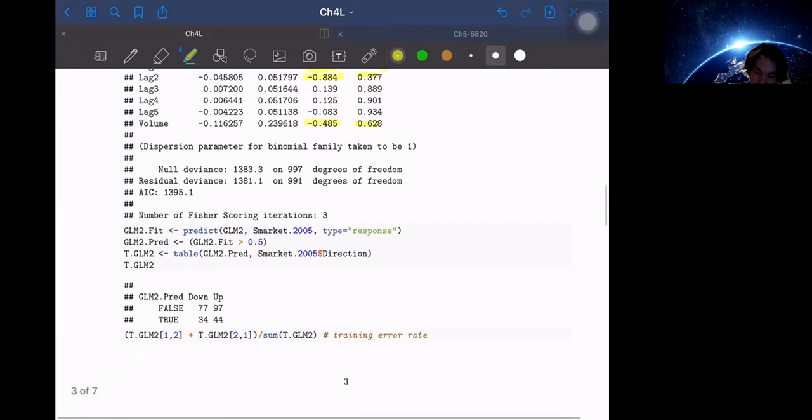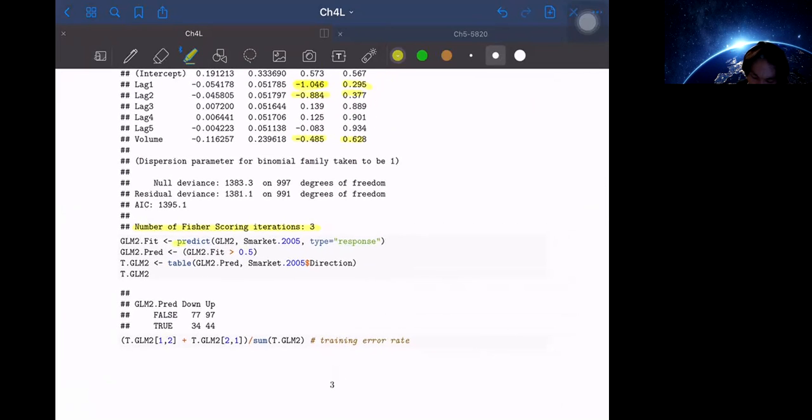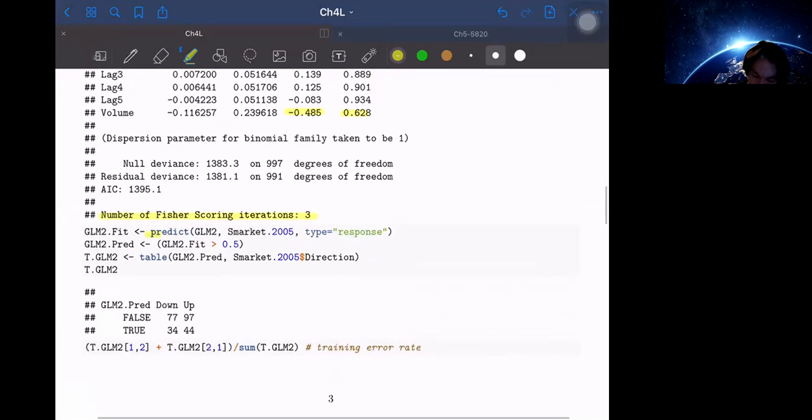Maybe the number of iterations. Logistic regression is a numerical procedure, so it outputs how many iterations were done. Then we can predict the performance of the data. You can see that this way we can predict the performance for the 2005 data.